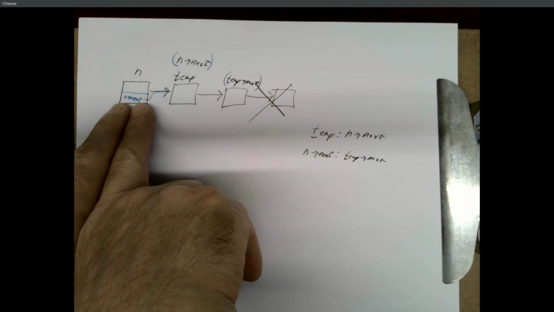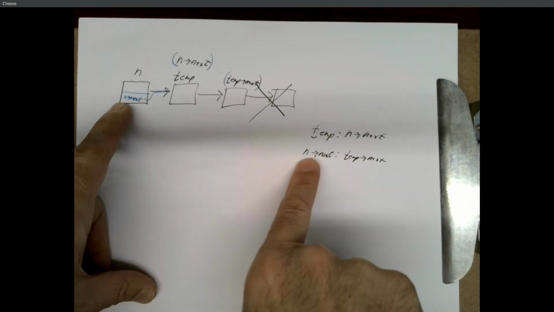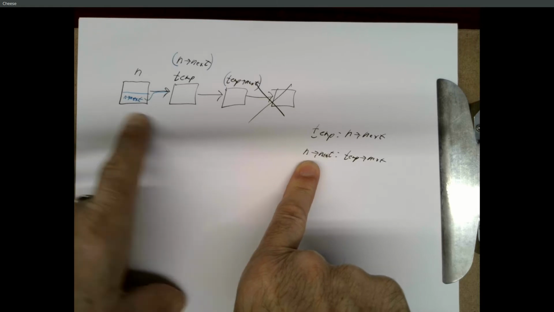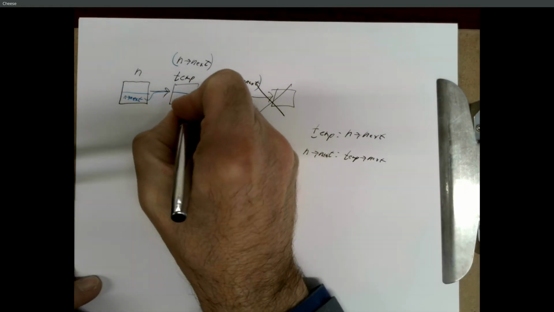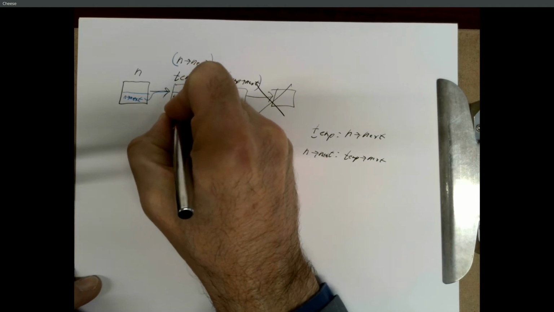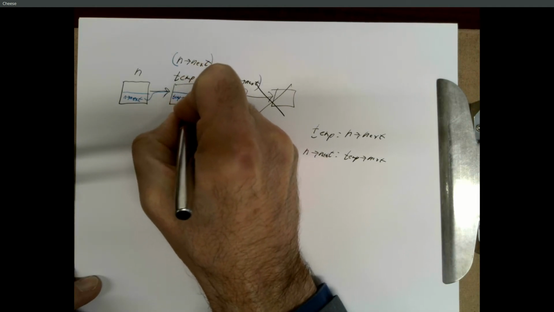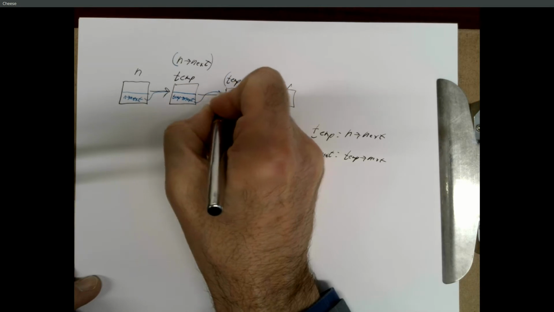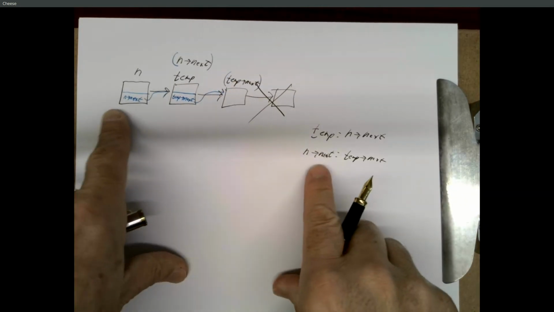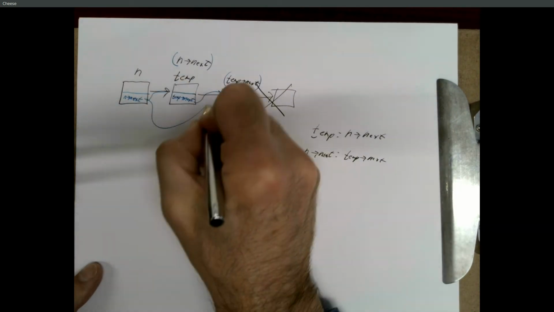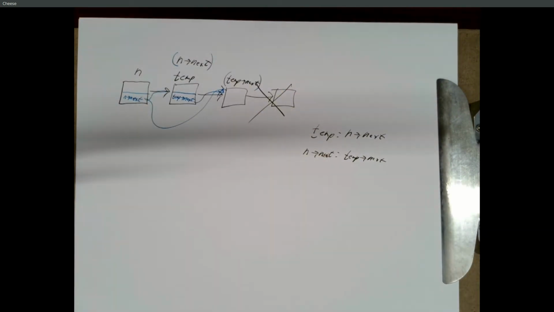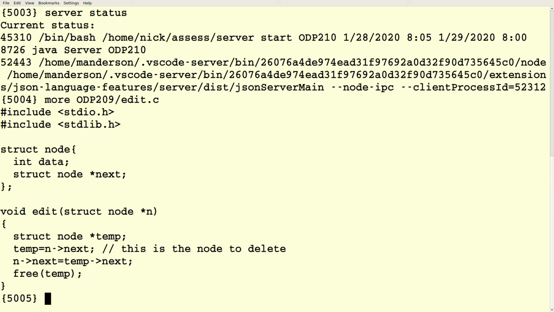But that part of node N, N arrow next, gets assigned the value of temp next. Well, temp arrow next is really right here, and that's something that points to that third node. So I'm setting the pointer in N to point to the third node. That's how we're removing temp. And then we're freeing temp at the end.